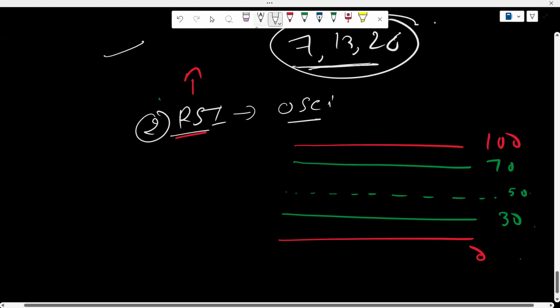Now how can you take a trade based on RSI? See, this will be considered undervalued, or you can say oversold.